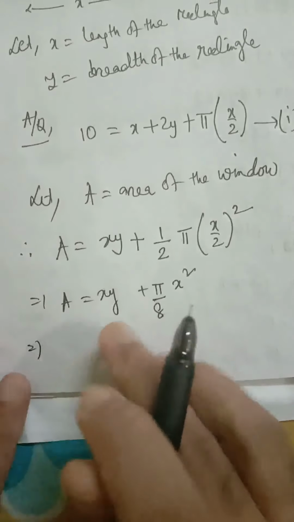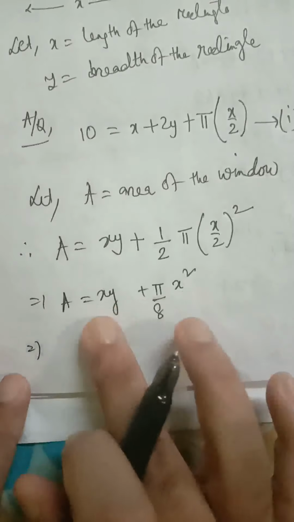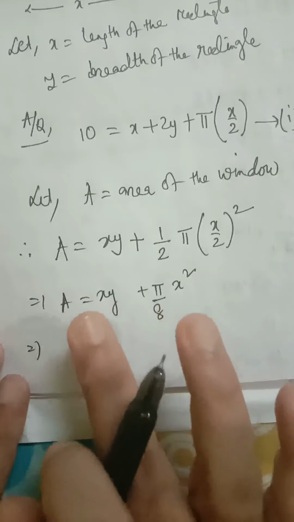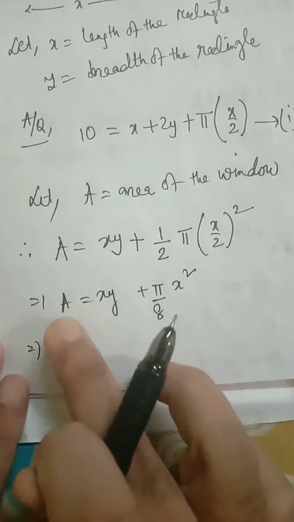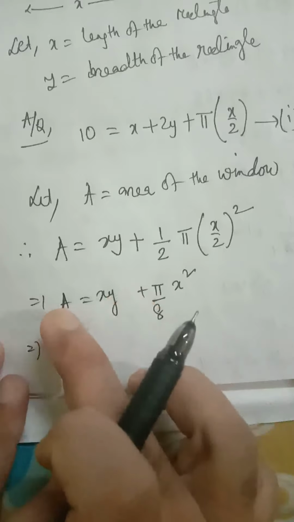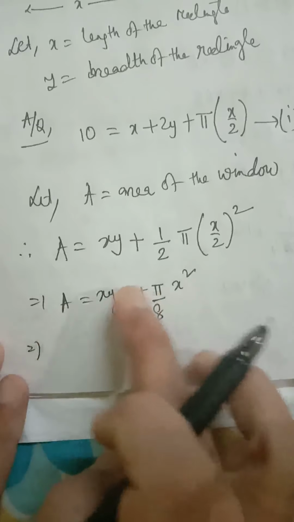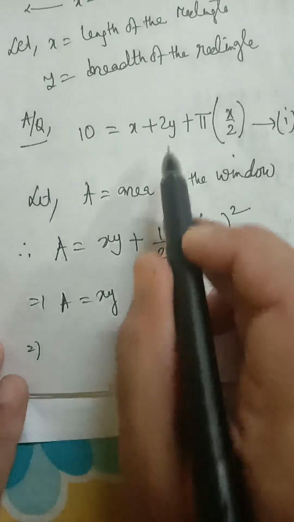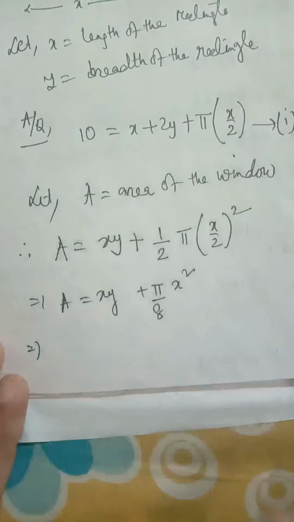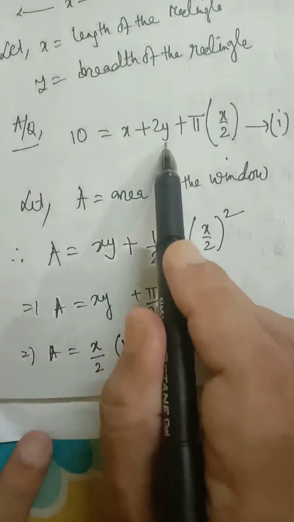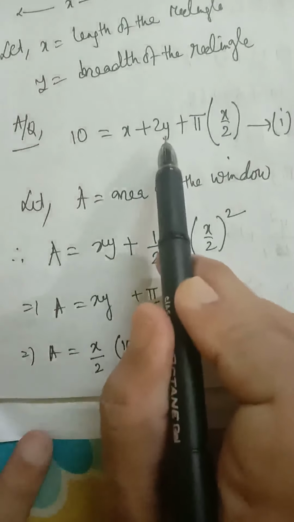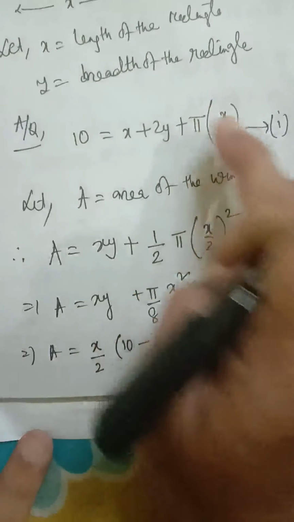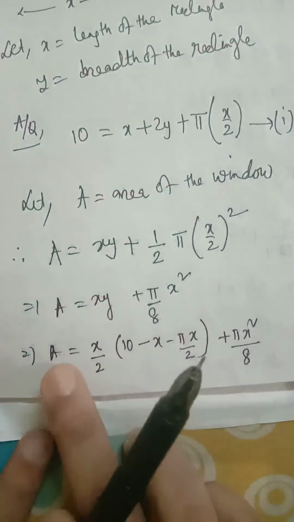Now we have to find the values of x and y for which A is maximum. That means we have to find maximum value of A, and for that we have to express A in terms of one variable. You can see here A equals x into y. There are two variables here, so we have to express A in terms of one variable only. So from this relation we get y equal to this by 2. Using this we have replaced y, and now A is in terms of x only.